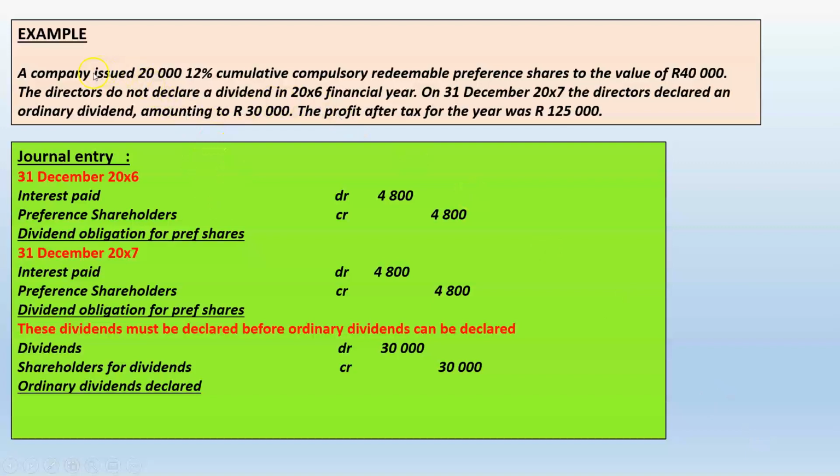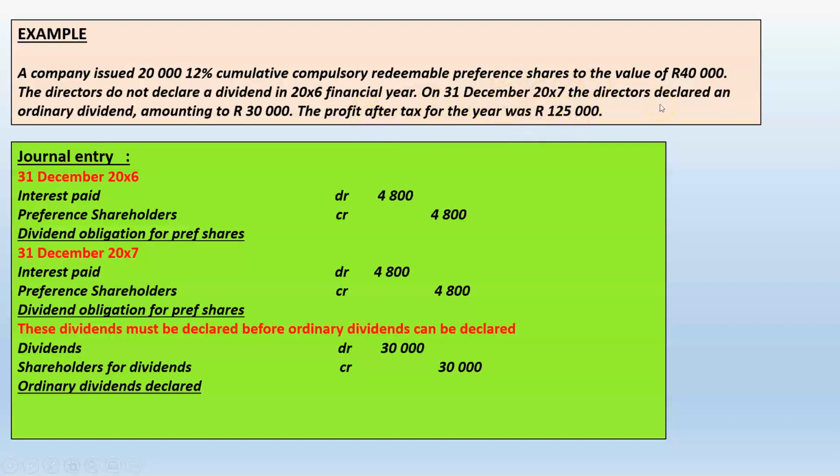Let's quickly do an example. Let's say a company issued 20,000, 12% cumulative compulsory redeemable preference shares to the value of 40,000 Rand. The directors do not declare a dividend in the 26th financial year. On 31 December 27, the directors declared an ordinary dividend amounting to 30,000. Now, if they declared an ordinary dividend there, I don't have to tell you that they first had to make good the preference dividend of 26, because it's a cumulative preference share, as well as the 27 cumulative preference dividend, before an ordinary dividend could have been declared.